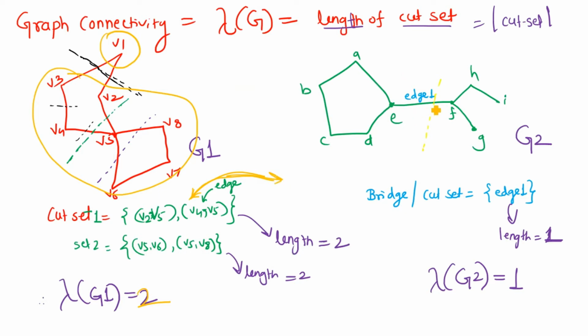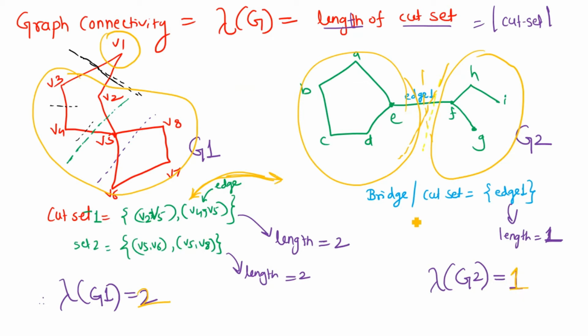For example, in this case, if I try to remove only any one edge in your graph, will my graph get disconnected into two or more portions? If I make a cut over here, my graph gets disconnected into two portions: this is the first portion and this is the second portion. So this is an edge whose removal disconnects my graph into two portions. This edge is called a bridge or isthmus, and your cut set has only one edge. So the size of your cut set is 1, and the edge connectivity of your graph is 1.